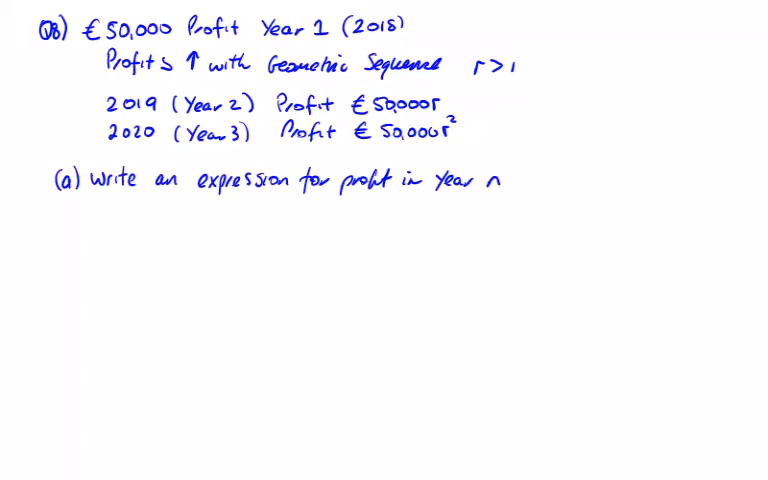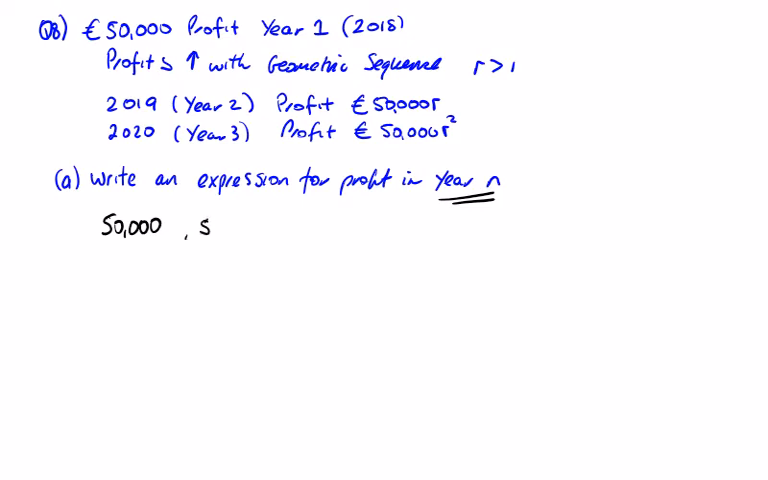Question 8 is a financial maths question. We're told that the profit in year 1 for a company is €50,000. In 2018, the profits increase and form a geometric sequence where the ratio is greater than 1. In 2019, the profit is 50,000 times R, and in year 3, 50,000 R squared. We want an expression for profit in year N, so let's write out our sequence.